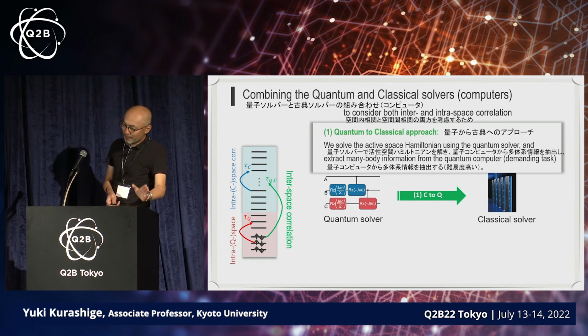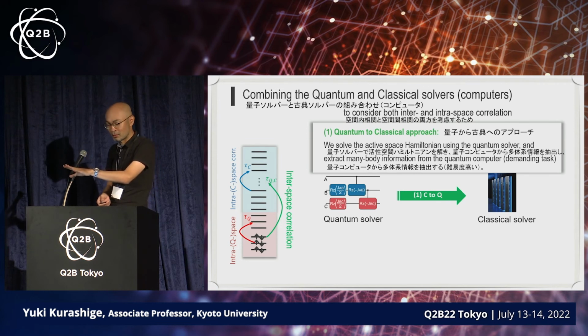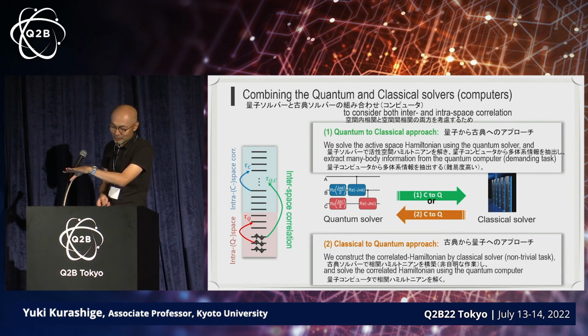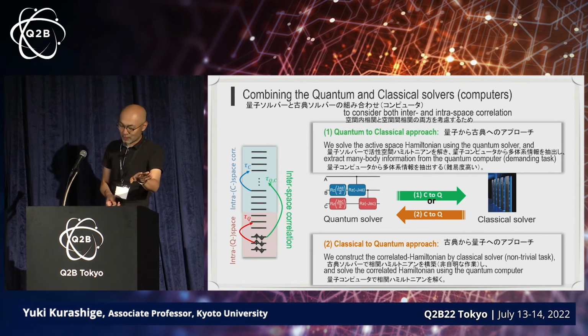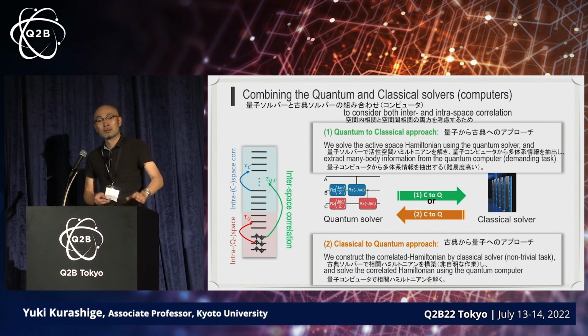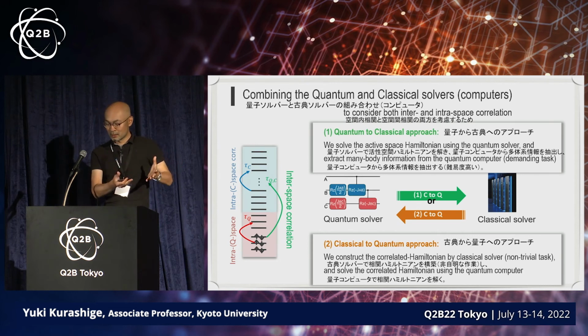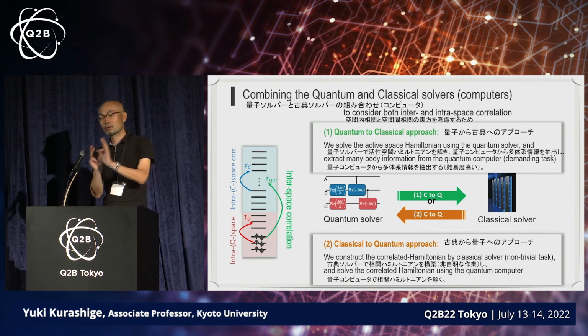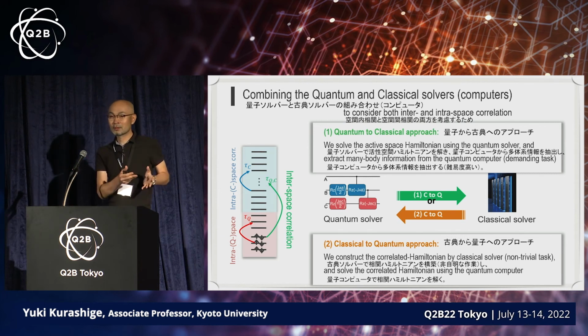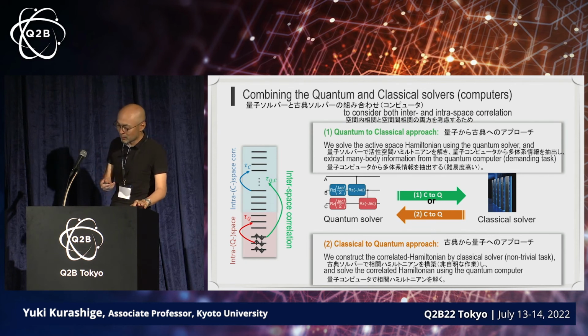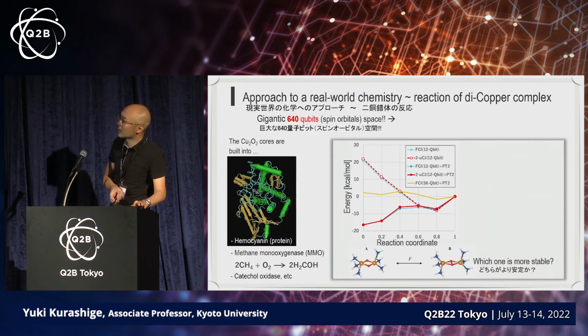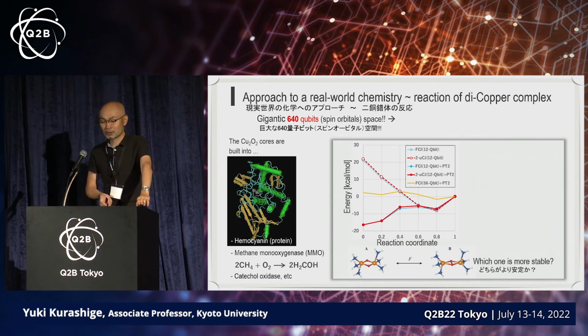So the combination needs to be considered. There are two ways. One is using the classical solvers, and the other one is using the quantum solver based upon classical solvers. And vice versa. That's what we are both trying in our lab. And what I would like to introduce is from quantum to classical. So the solution from the quantum solver gets into the classical computer with extracting information, but that is costly. So that's the disadvantage of the first approach.